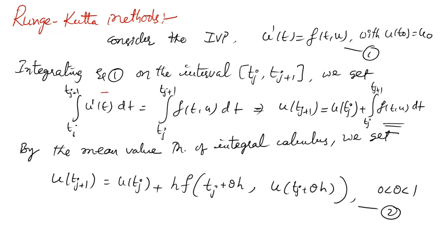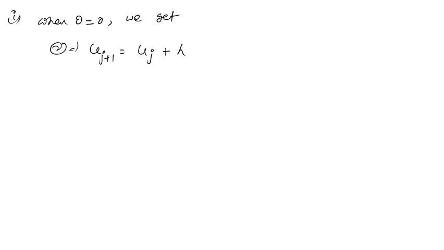Okay, and let us see the cases one by one. Case 1, when theta equals 0, equation 2 implies u(tj+1) equal to u(tj), that is uj plus h times f(tj, uj), which is Euler's method, right? Euler method.